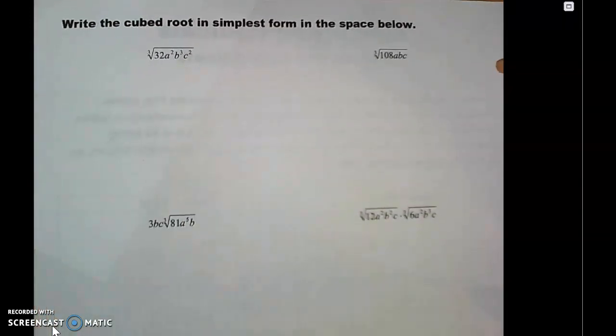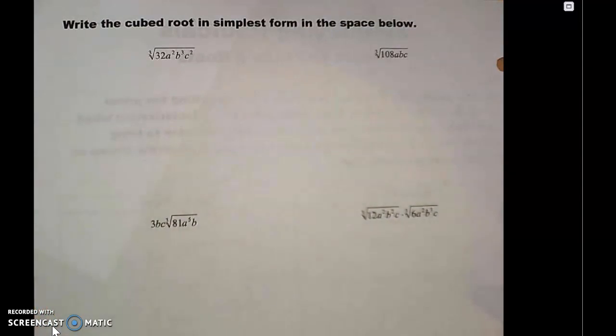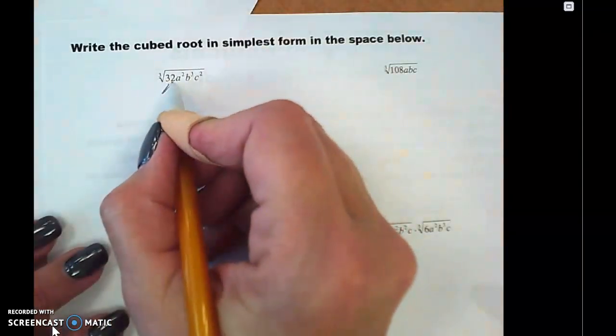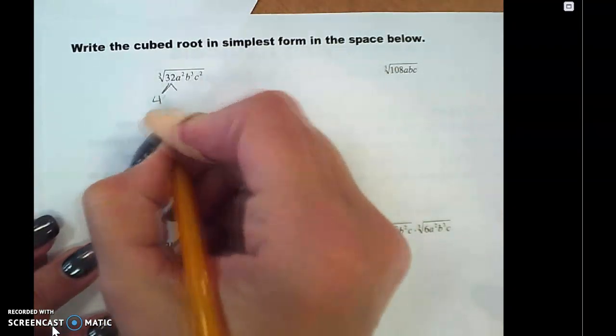All right, let's look at cube roots on the back here. Write the cube root in simplest form below. Remember, we're never going to write a decimal, ever, ever. Never write a decimal. Okay, so what multiplies to be 32? 4 and 8.